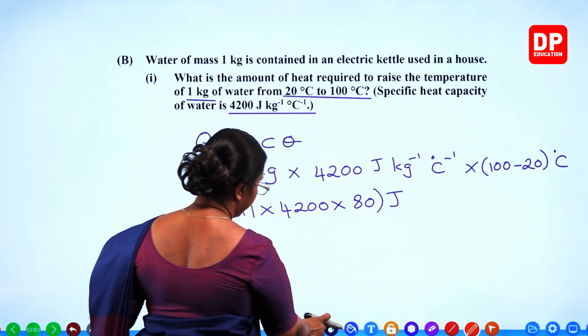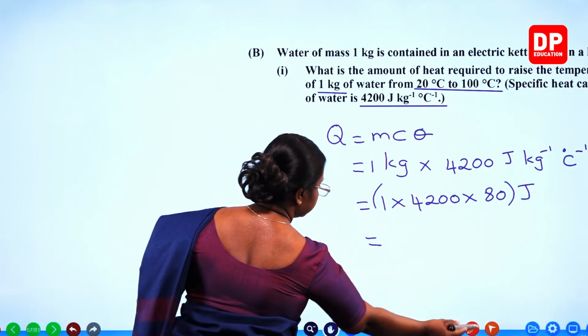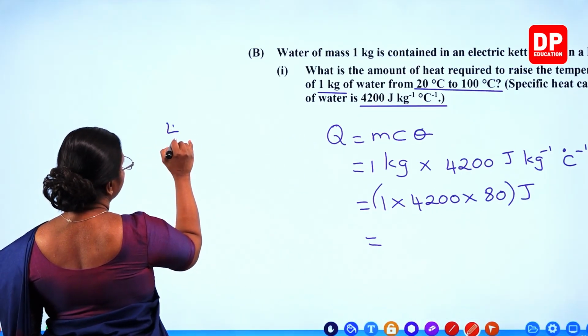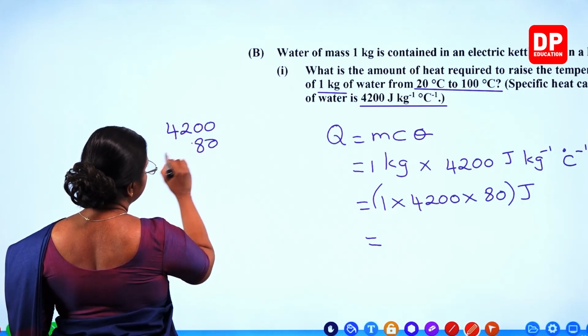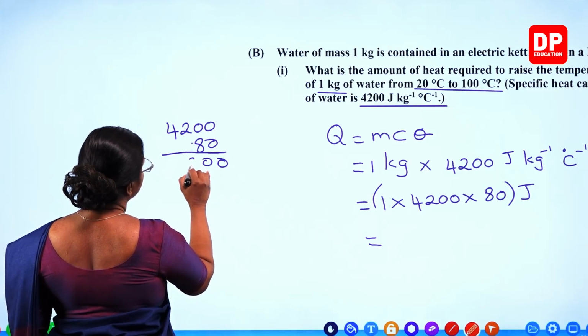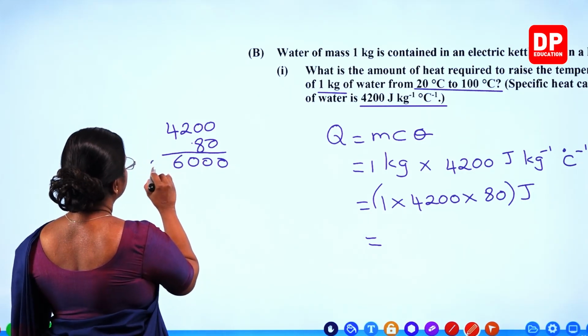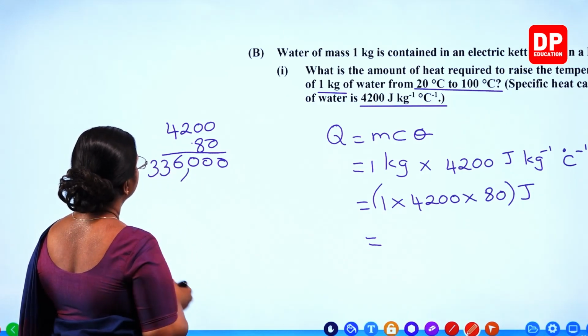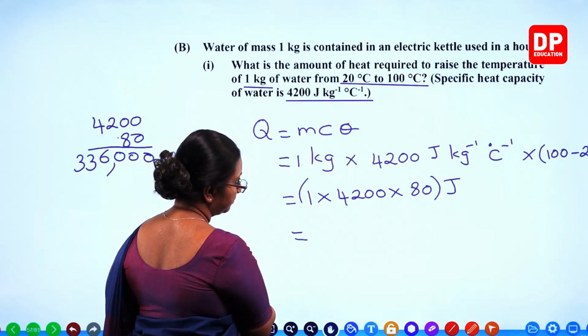So that is equal to, if you do the calculation here, 4200 into 80, 336,000 joules.